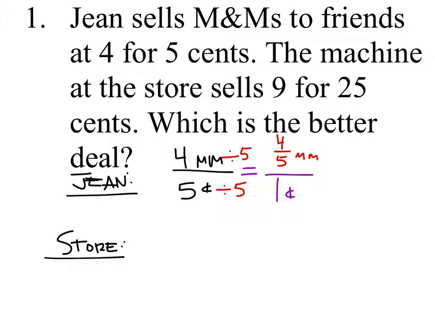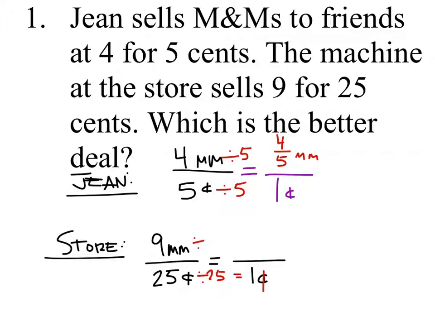So yeah, let's look at that. So it's 9 M&Ms at the store for 25 cents, right? And this would equal then, because we want 1 cent so we can compare these, we divide this by 25 and we get the 1 cent. And we'll divide the 9 M&Ms by 25 as well to get 9/25 M&Ms. Well, if we look at these as decimals, 4/5 would be 0.8 and 9/25 would be 0.36. So, which is the better deal?